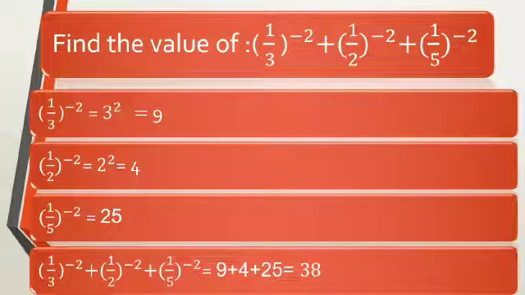Find the value of (1 by 3) to the power minus 2 plus (1 by 2) to the power minus 2 plus (1 by 5) to the power minus 2. We are going to separate all these three components. (1 by 3) to the power minus 2 can be written as 9, (1 by 2) to the power minus 2 can be written as 4, and (1 by 5) to the power minus 2 can be written as 25. When we add all three, we get 38.